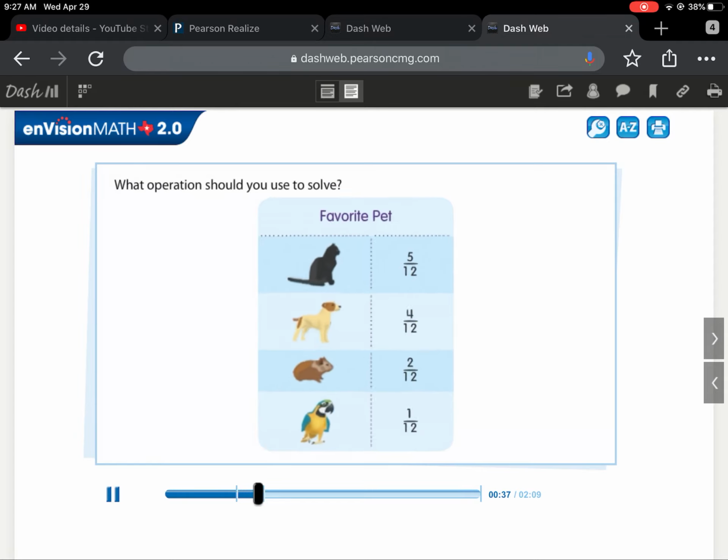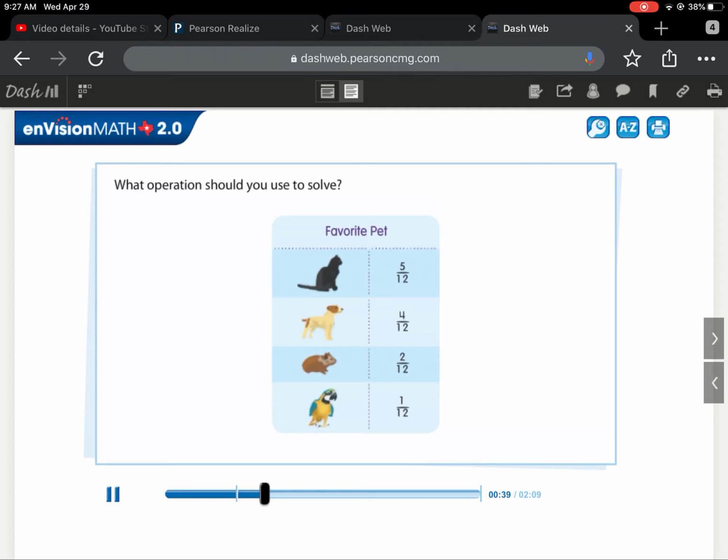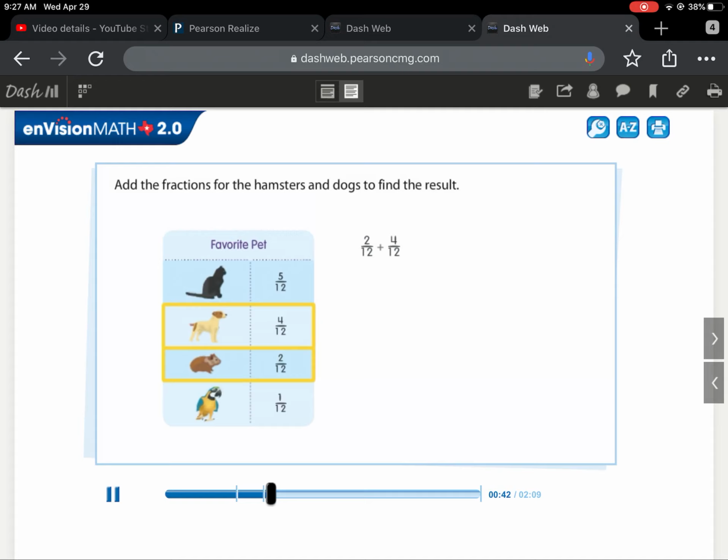What operation should you use to solve? So since they want to know how many chose 2 different pets, because it said the word or, we're talking about addition. We're going to have to find how many chose those 2 specific pets. Add the fractions for hamsters and dogs to find the result.